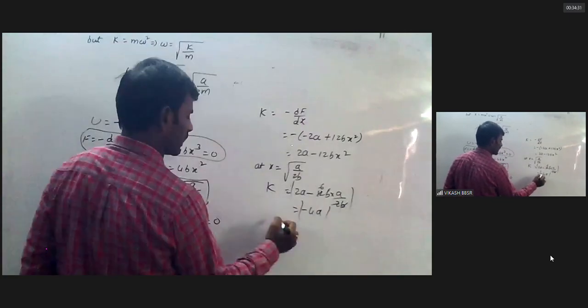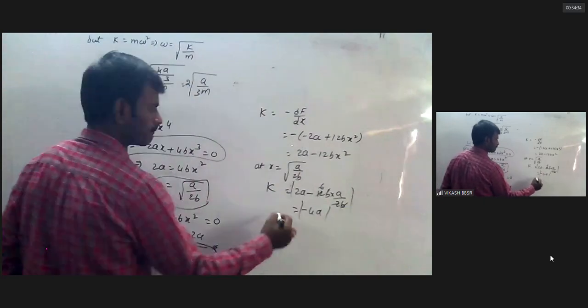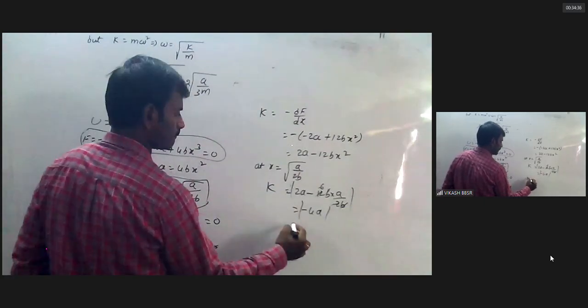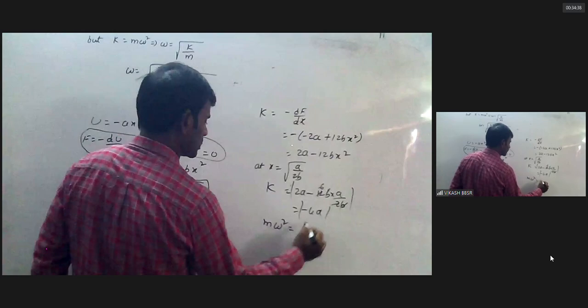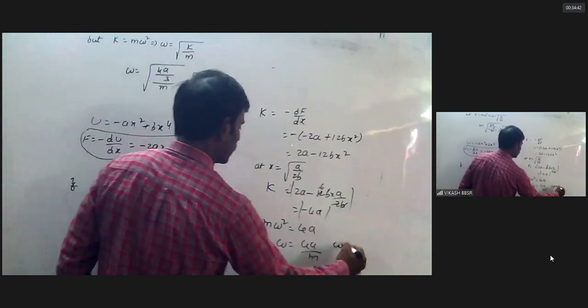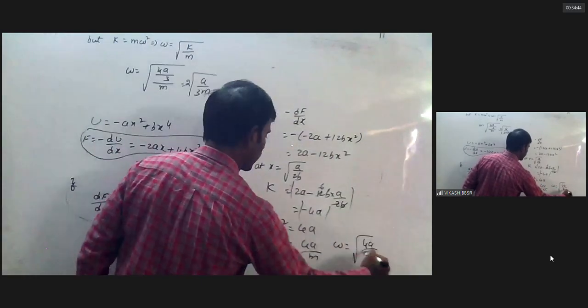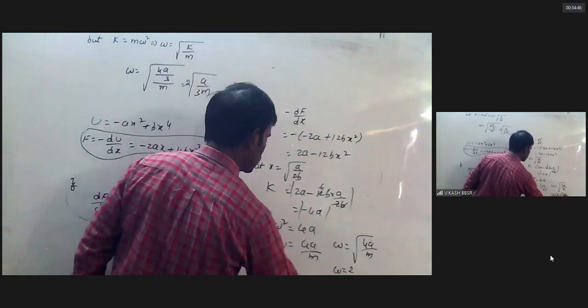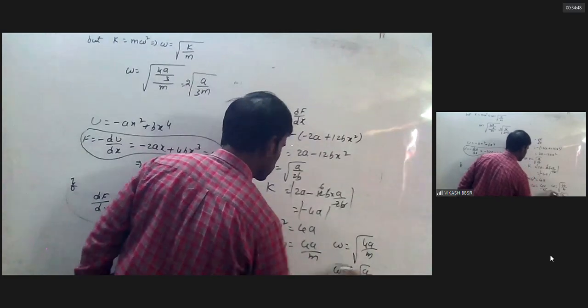Then what we write here? M into omega square equal to 4a. Omega equal to 4a by m. Omega equal to root of 4a by m equal to root a by m. This is also be there.